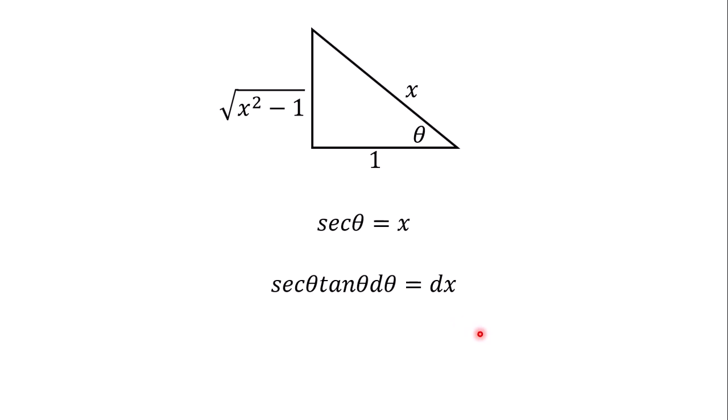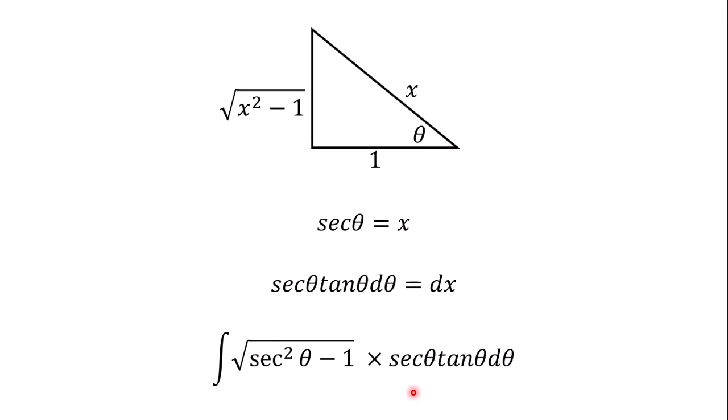Okay, so let's put them into the integral. Good. So when we replace x with secant, this is what we are going to get. You're going to get square root of secant theta squared minus 1 multiplied by this one, which is equal to this. So when you put it, you're going to get secant theta tangent theta d theta. From trig identities, 1 plus tan theta squared is equal to secant theta squared. So tan theta squared is equal to secant theta squared minus 1, and then we multiply it by this one.